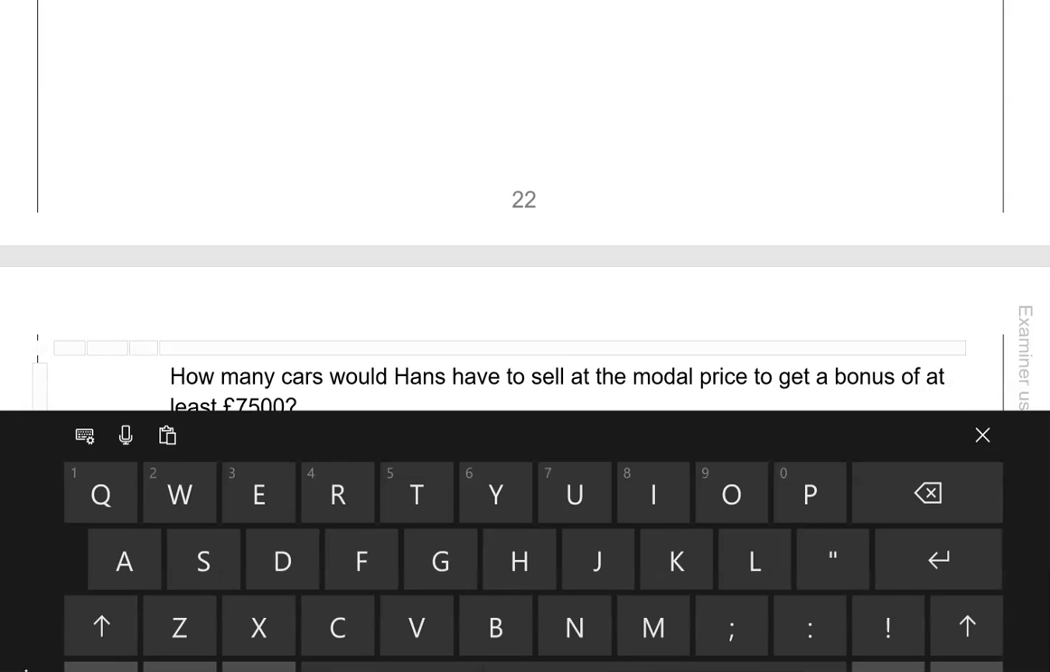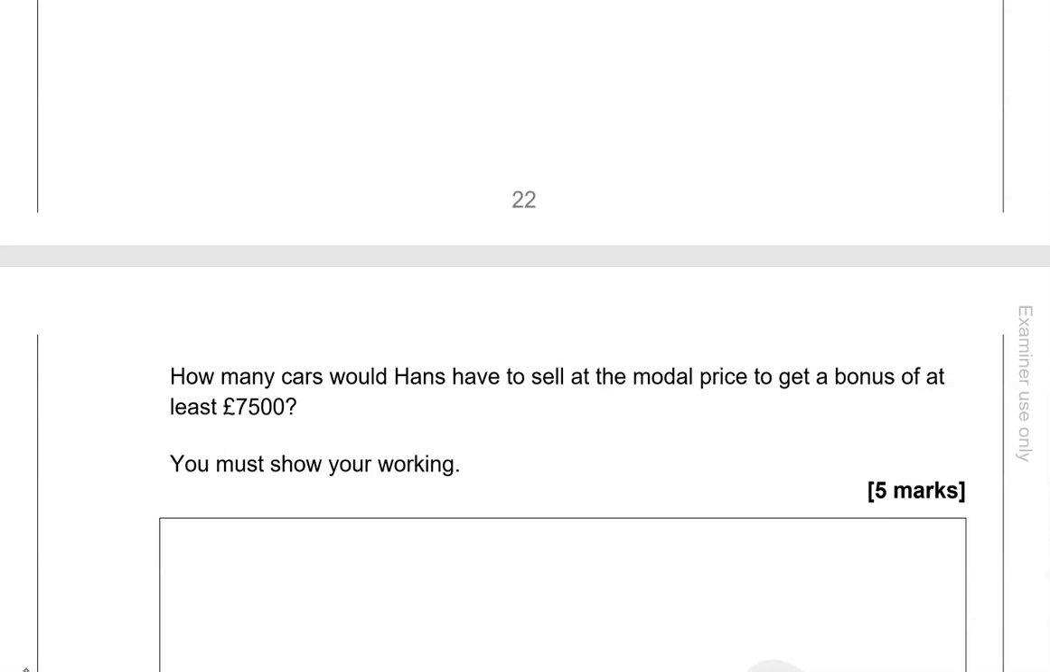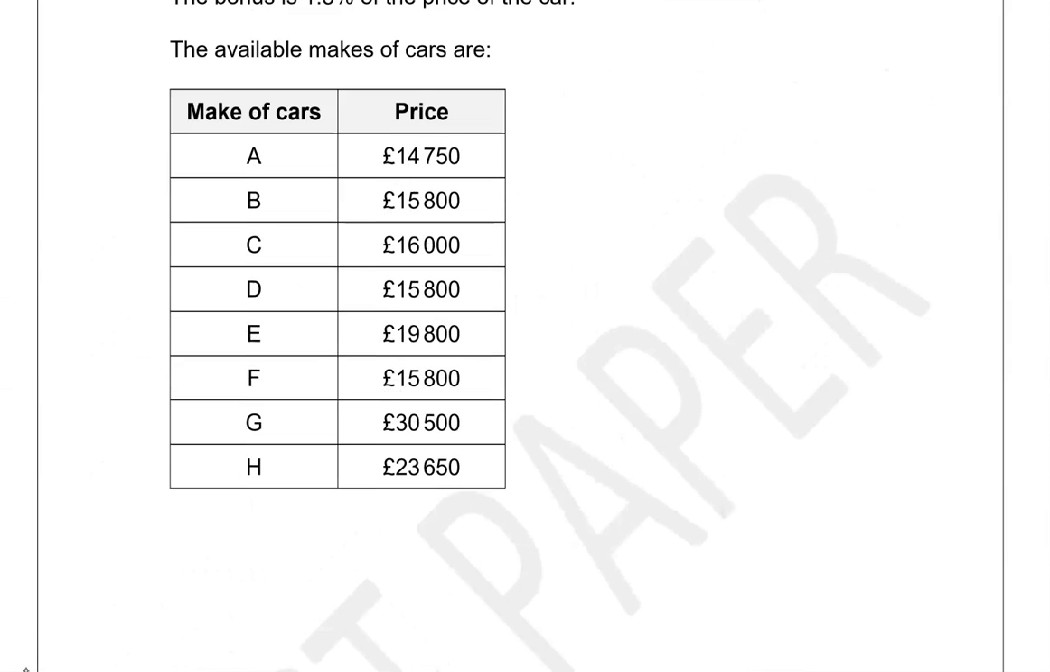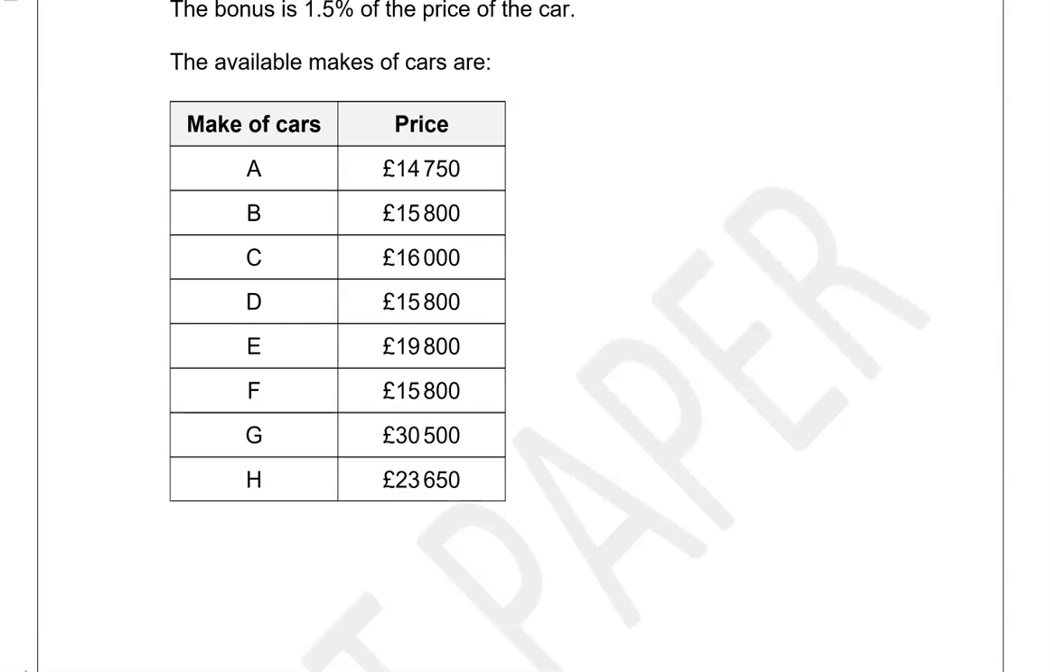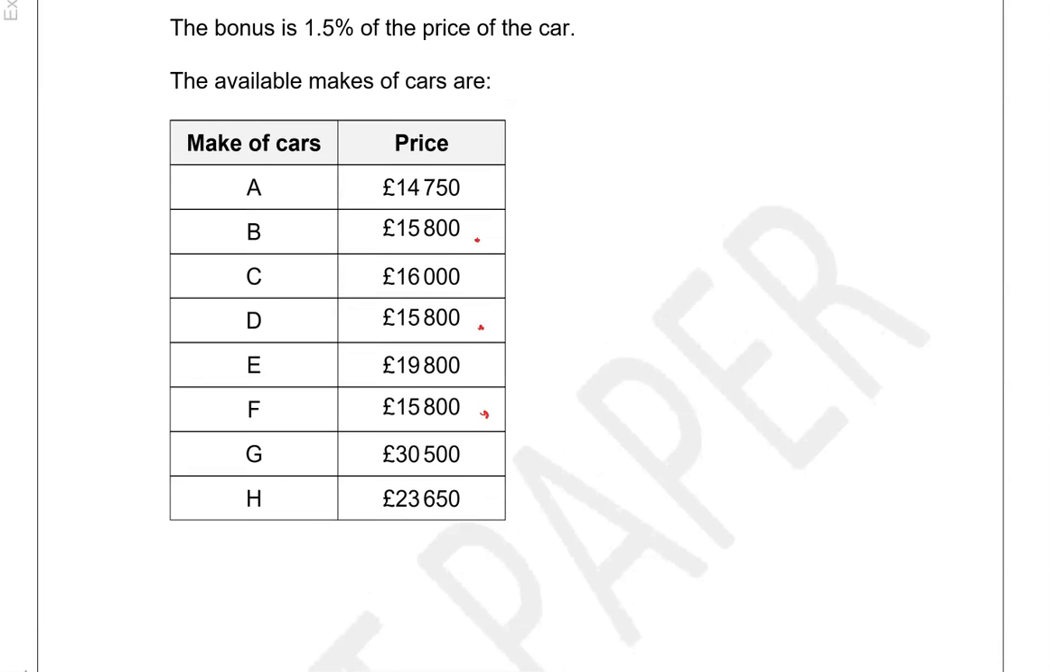Modal price, so that is looking at the mode. What's the most common price in here? The one that repeats itself mostly. So we've got 15,800, 15,800, 15,800. So it's 3 of them, whereas the rest don't repeat themselves. So we're going to use 15,800 and work out 1.5% of that.